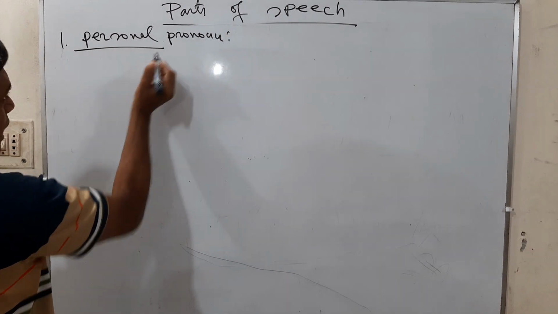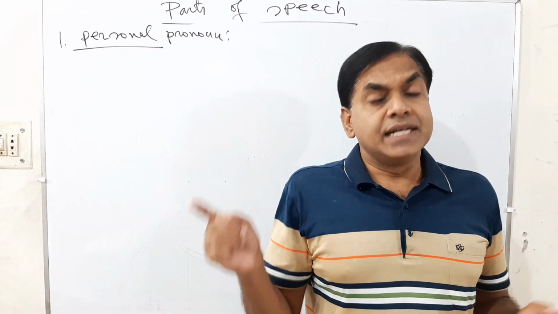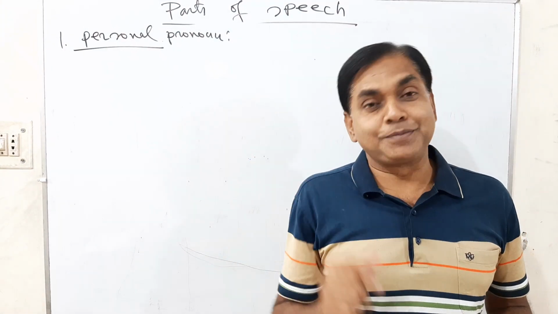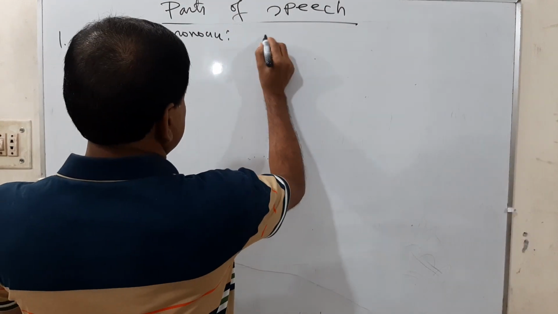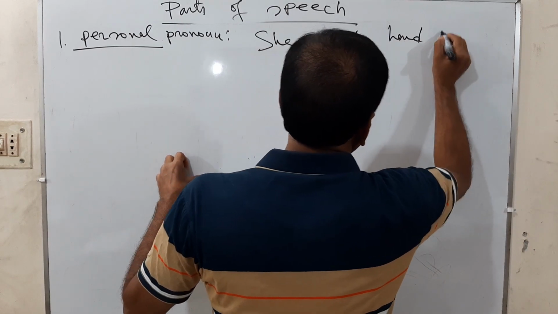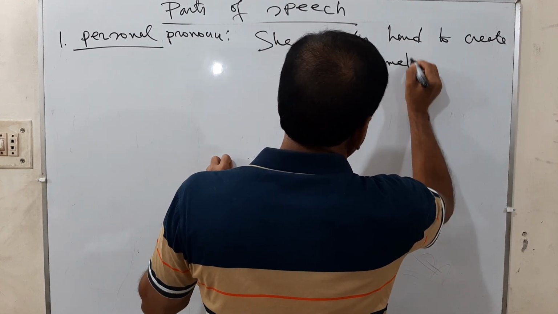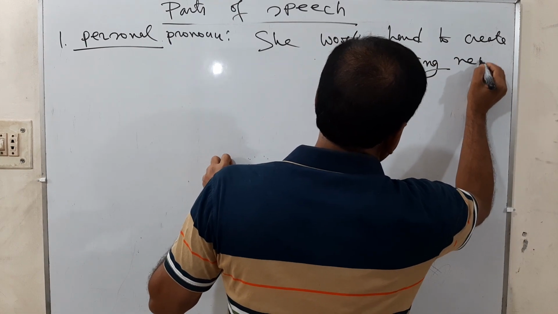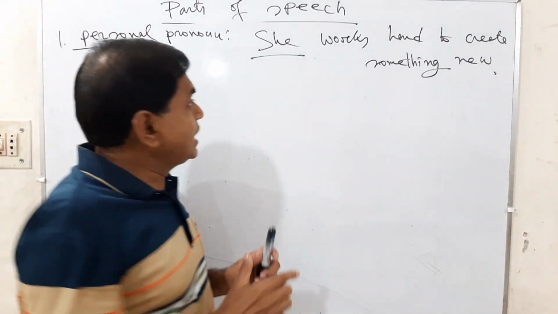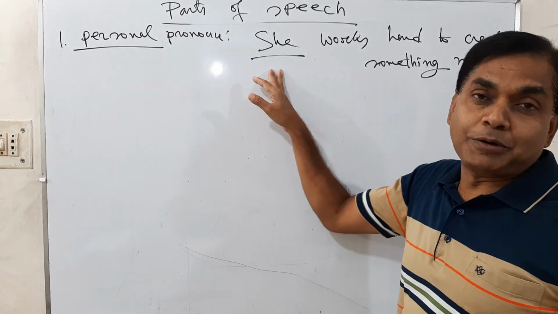Now you can easily understand what is person. Person indicates some people. In the same way, the pronoun which indicates only persons, we call personal pronoun. Look at it. She works hard to create something new. I have used here she to indicate a person, but I have not mentioned the name of that person. So it is a pronoun and it is a personal pronoun.